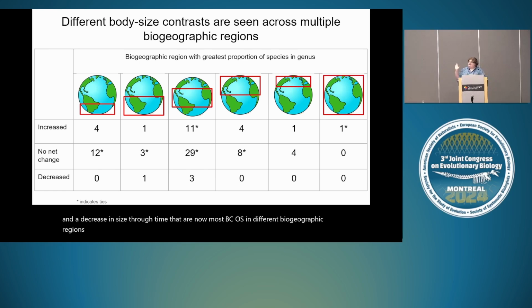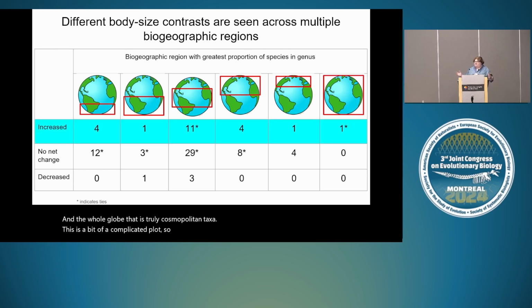So from left to right, these regions are the southern hemisphere high latitudes alone, southern hemisphere high latitudes and tropics, the tropics, northern hemisphere high latitudes and tropics, northern hemisphere high latitudes alone, and the whole globe, that is truly cosmopolitan taxa. This is a bit of a complicated plot, so first we'll focus on genera that show a significant increase in their body size since their origination.